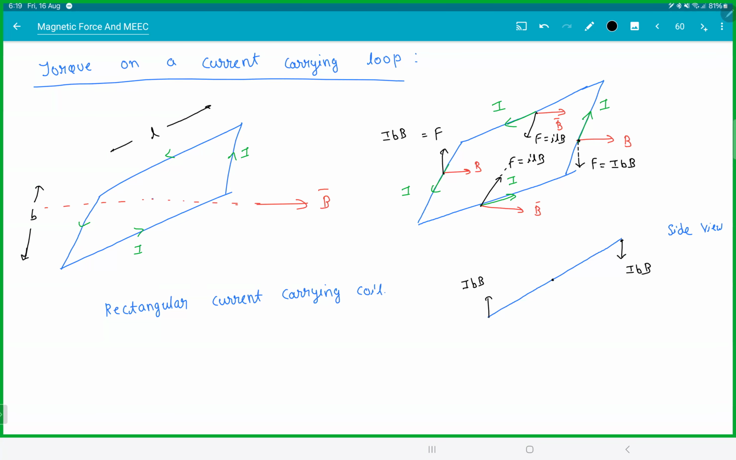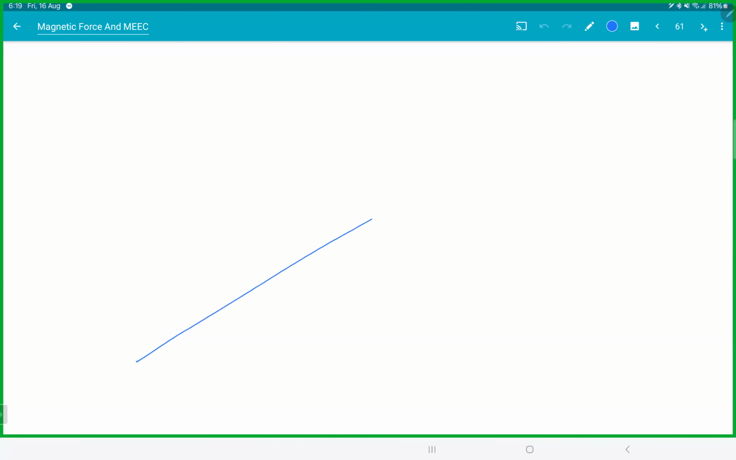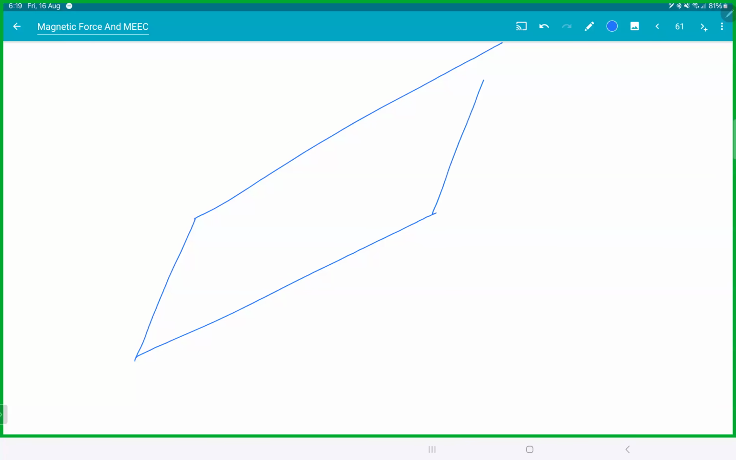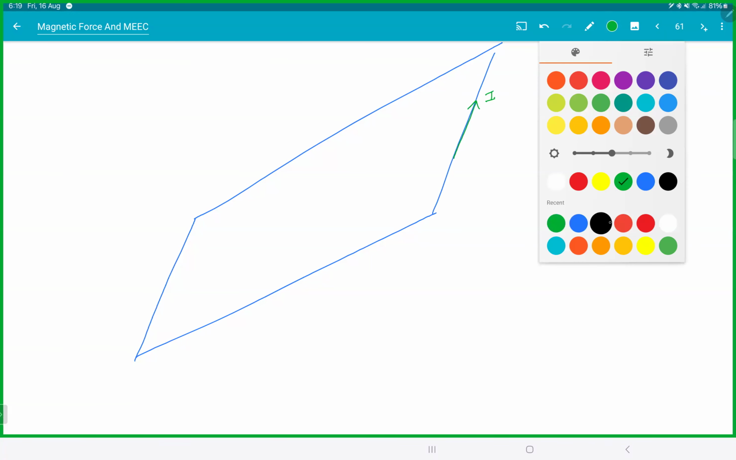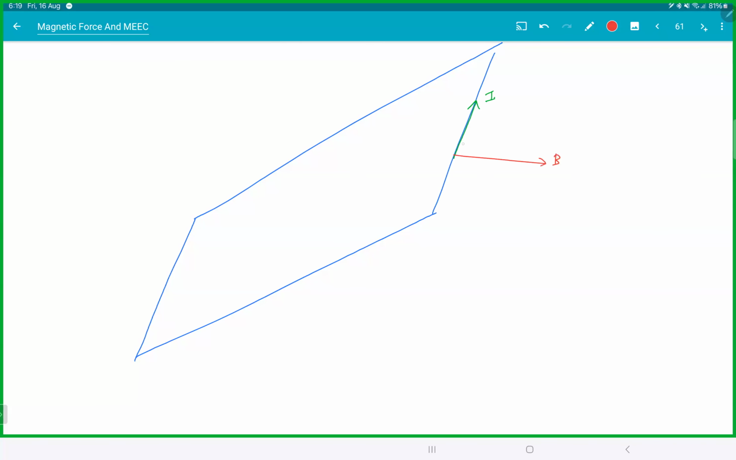Is this making sense, everyone? Are the directions clear? Should I show the directions again? I'm unable to draw this thing in 3D actually. So here the current is I, this is B, these two are perpendicular. So when you do I dl cross B, the force would be downward. So that would be into the plane. Is that making sense?